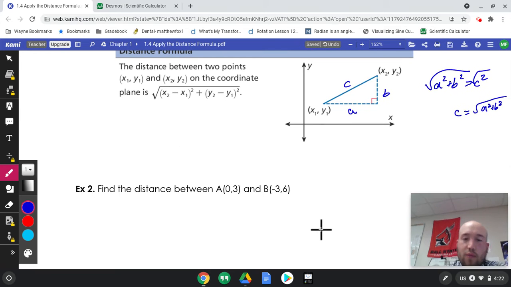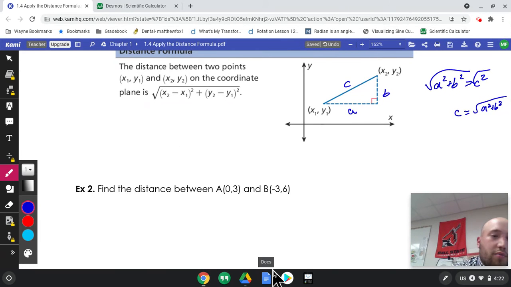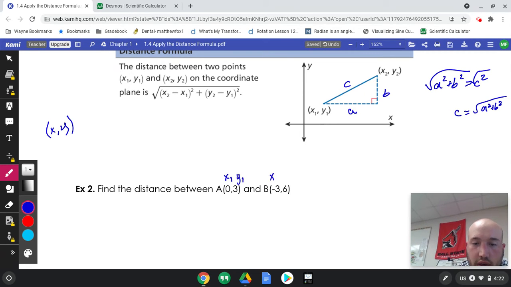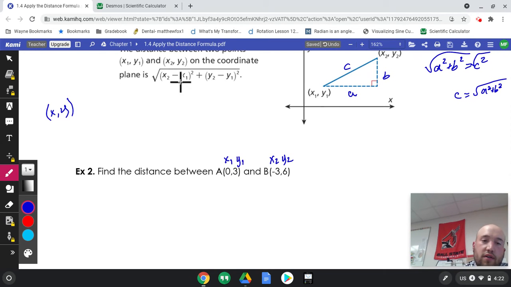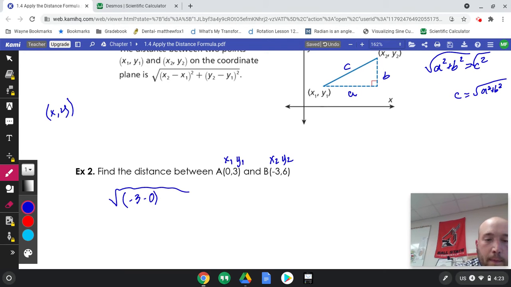Let's first identify what our points are. So in an ordered pair, hopefully you know we have an x and a y. So this is our x1, our y1, our x2, and our y2. And we'll plug them in here to this formula. So the square root, and then it's going to be x, so -3 minus 0 squared plus, and we'll take 6 minus 3 and square that.